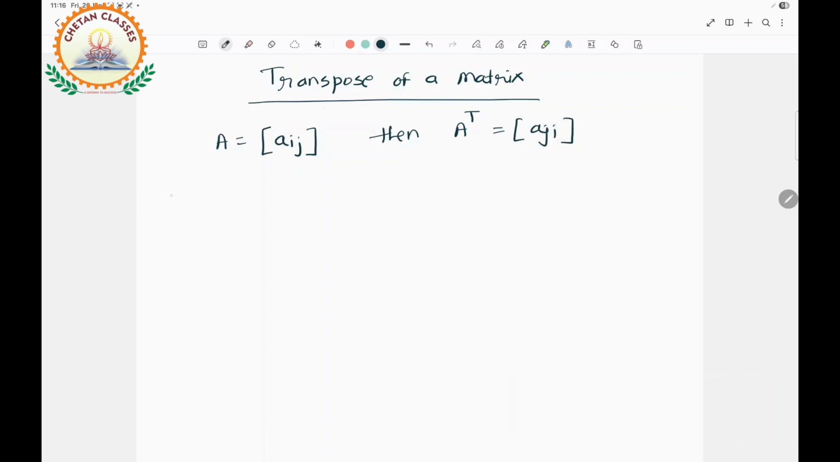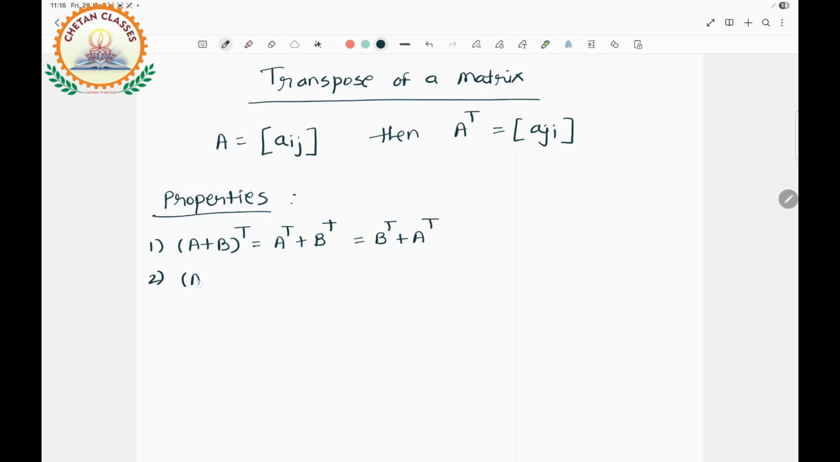Some properties of transpose of a matrix. First property, A plus B transpose is equal to A transpose plus B transpose is equal to B transpose plus A transpose. Second, AB transpose is equal to B transpose A transpose.